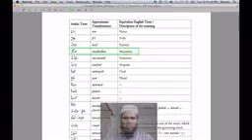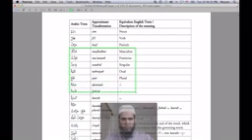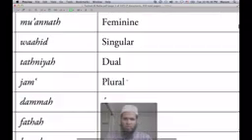Mudhakkar, you've learned this from previous videos, is masculine. Muannas is feminine. Wahidun, again mudhakkarun, muannasun. Wahidun is singular. Tasniyatun is dual. Jam'un is plural. And then dhammatun is this sign right here.